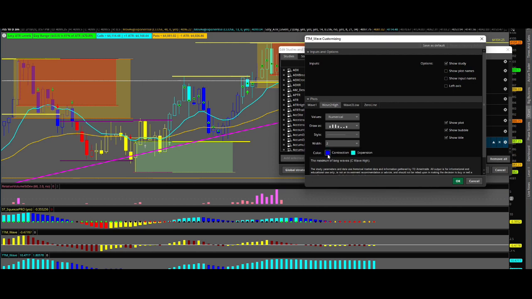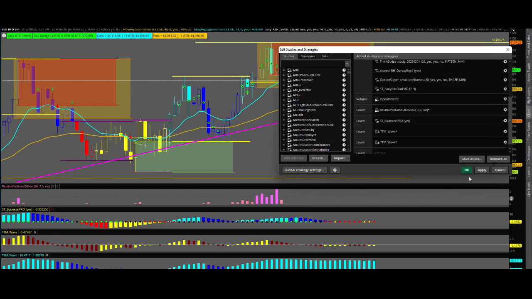And then you have your contraction, which if you have this, it's actually going to show up differently on yours, because contraction will actually probably be the cyan color. I swapped them. And then expansion is your blue. I just wanted it to match Squeeze Pro. So that's the indicator setup that I use.